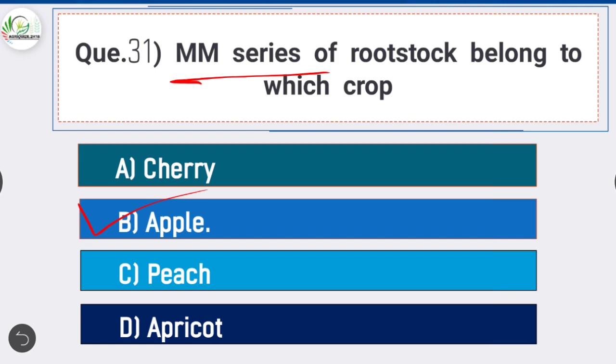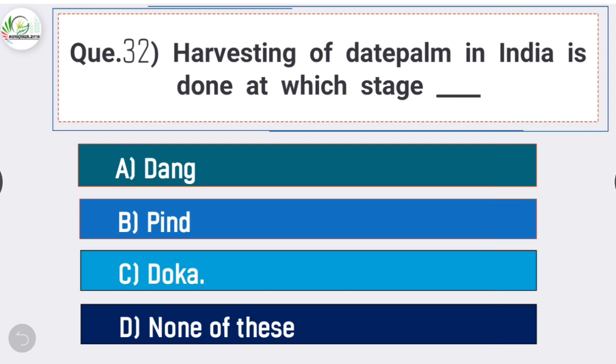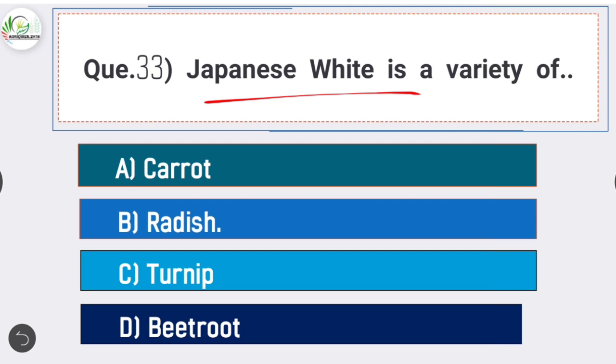Question number 32. Harvesting of date palm in India is done during which stage? Answer is option C, dhoka stage. Harvesting of date palm in India is done during dhoka stage. Question number 33. Japanese white is a variety of. Answer is option B, radish. Japanese white is a variety of radish.